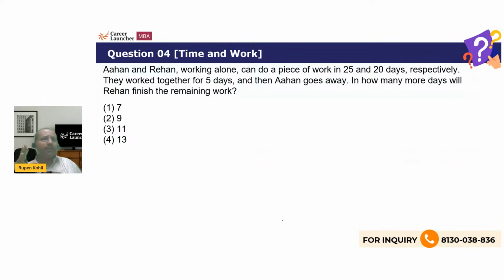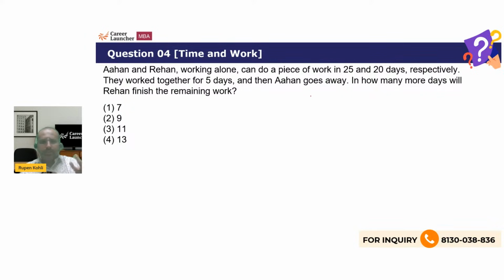Ahan and Rehan working alone can do a piece of work in 25 and 20 days respectively. They work together for 5 days and then Ahan goes. In how many more days will Rehan finish the remaining work? Very basic question. How? Just work on fraction of work done.